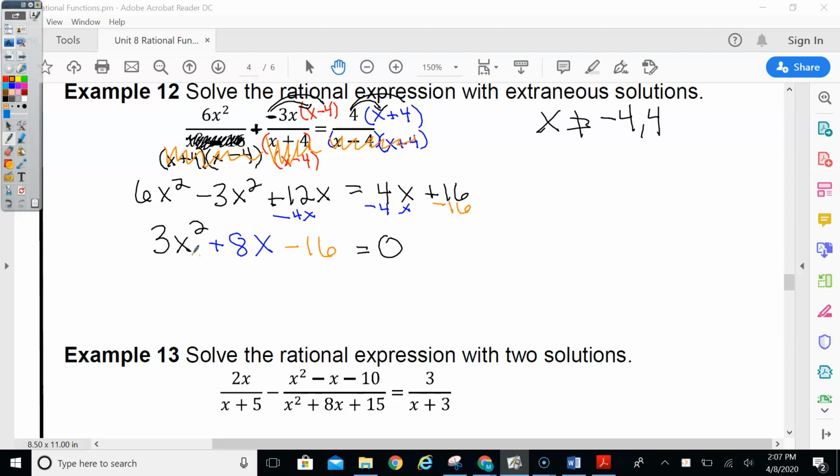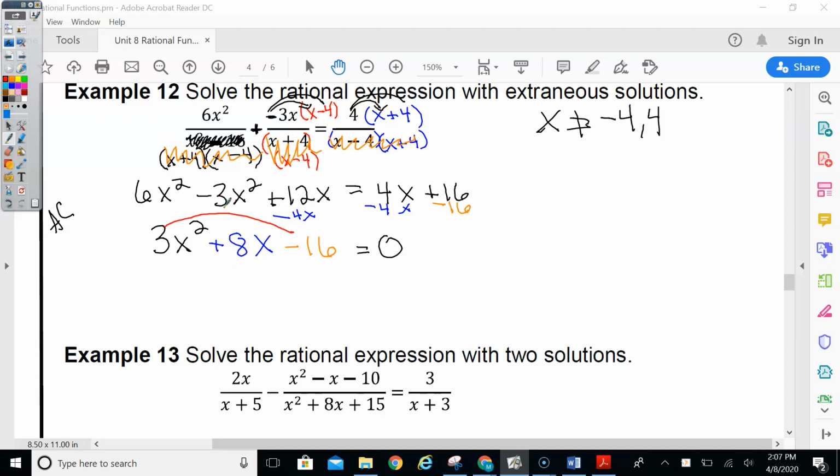Okay, so now I still have a quadratic. Check for GCF. Is there a GCF? Doesn't look like one. So, not difference of squares, not basic. I'm going to have to use AC for this one because of that number in the front. So AC, we multiply 3 and negative 16.